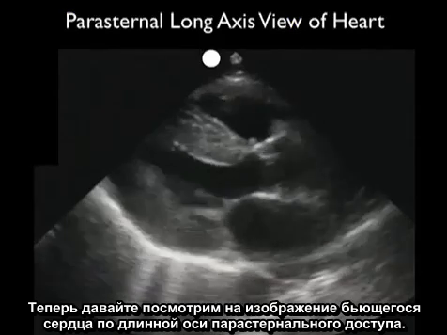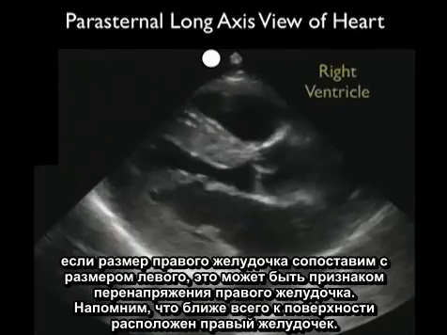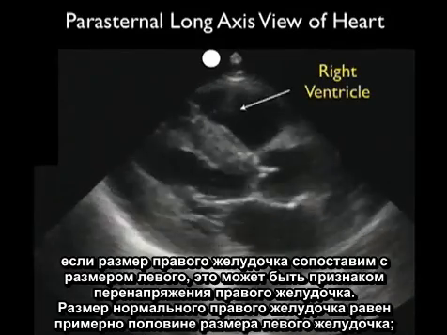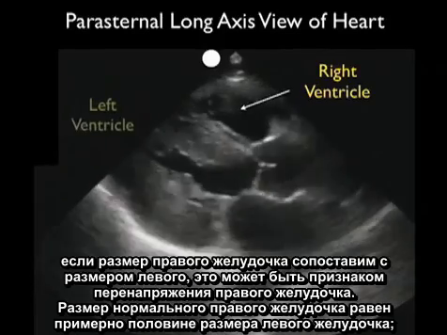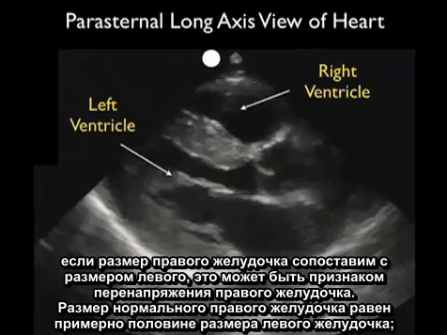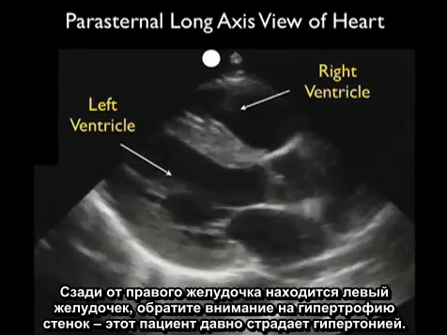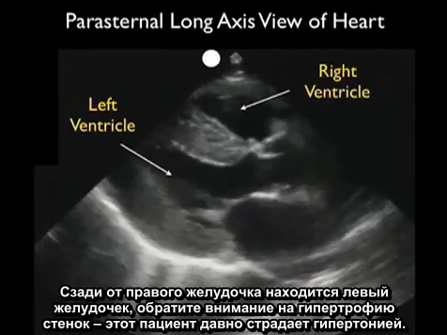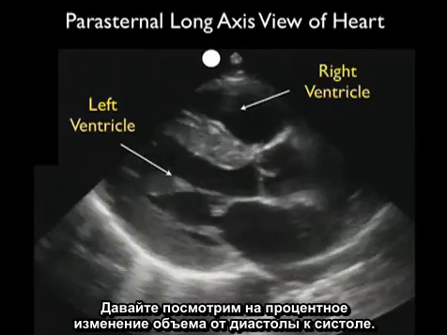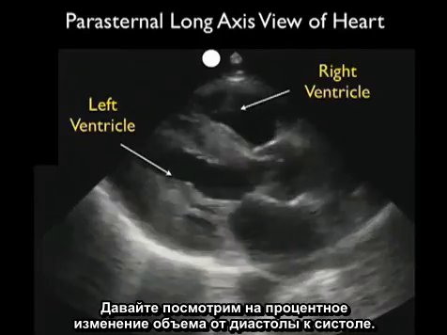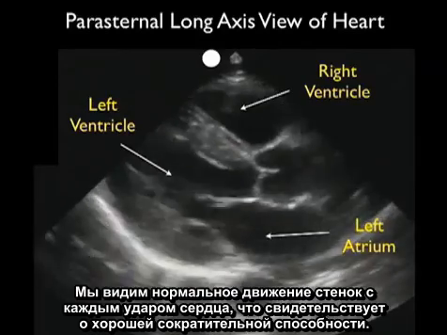Let's now take a look at the parasternal long axis view of the heart in action. Remember again that the most superficial chamber will be the right ventricle, and the normal dimensions of the right ventricle are that it should be about half the size of the left ventricle. If the right ventricle is the same size of the left ventricle, that could be a sign of RV strain. We see the left ventricle posterior to the right ventricle. Note its hypertrophic walls. This patient actually had long-standing hypertension. Let's look at the percentage change from diastole through systole, and here we see that the walls come in well with each heartbeat, indicating good contractility.